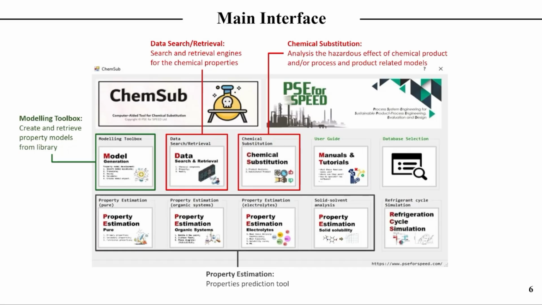In the bottom row, the property estimation toolboxes are used for predicting the properties of pure compounds, mixtures, and other chemical systems when experimental data is not available. Finally, the refrigerant cycle simulation toolbox is used to analyze the performance of pure and mixed refrigerants in refrigeration systems. In future, this toolbox will contain a library of problem-specific toolboxes, such as solvent substitution, dangerous formulations, and many more.